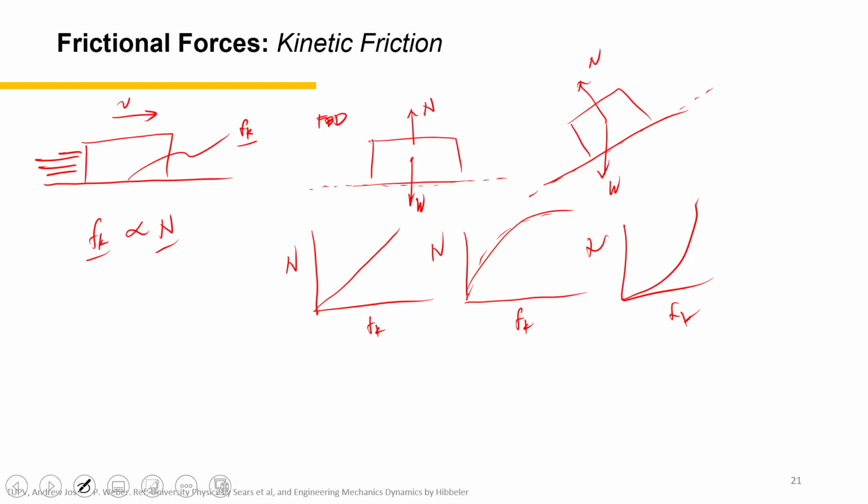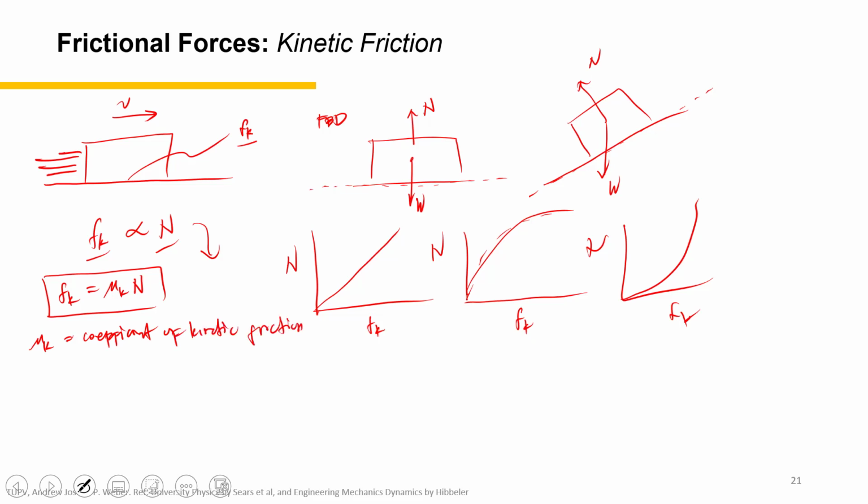By converting this to an equation, we must introduce a constant of proportionality. That constant of proportionality is notated as mu sub k, and mu sub k is known as the coefficient of kinetic friction.